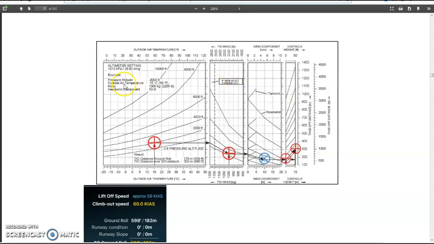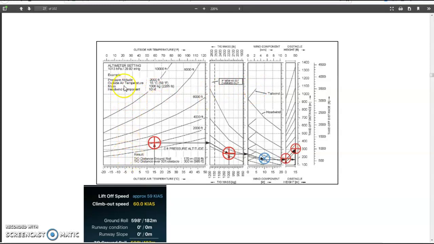What will always be given is the pressure altitude. You'll know your outside air temperature. Well, pressure altitude can be figured out, right? It's the true altitude corrected for non-standard pressure. So if pressure altitude is not known, it can be corrected. For the purposes of the knowledge validation, the pressure altitude will be given. Outside air temperature will be given in Celsius. The weight of the aircraft for our purposes is going to be given in pounds. And the headwind or tailwind component will be given.